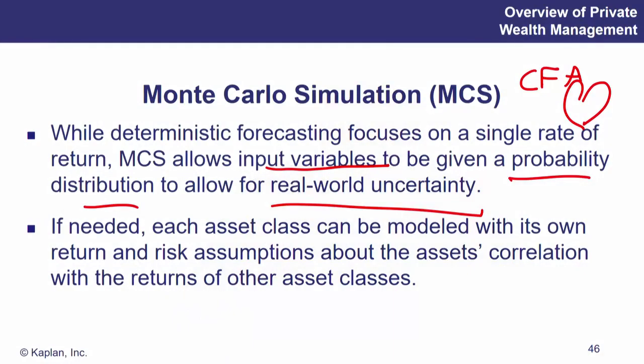Now, if we have to, we can actually use each asset class and we can come up with our own risk and return assumptions. And why is this important? Because we can determine correlations. Remember the idea of diversification. If we can put things together that are not correlated, we can actually lower the risk of the portfolio.